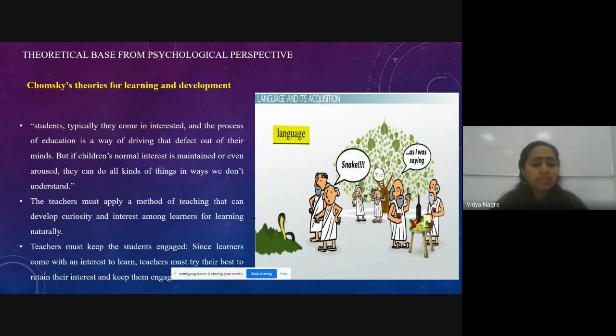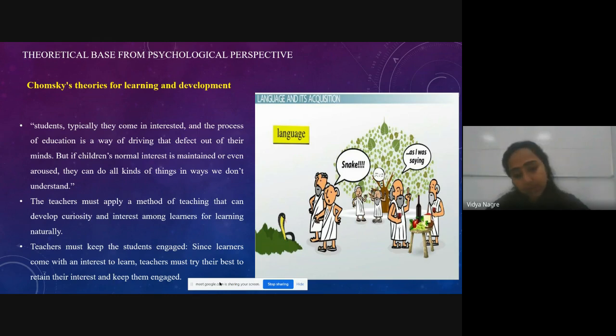There are certain theories that we have to go through to understand as a base for all this learner psychology and the kind of remedies a teacher can go for. For example, all of you know the famous name of Noam Chomsky, right? Noam Chomsky has come out with a theory for learning and development.